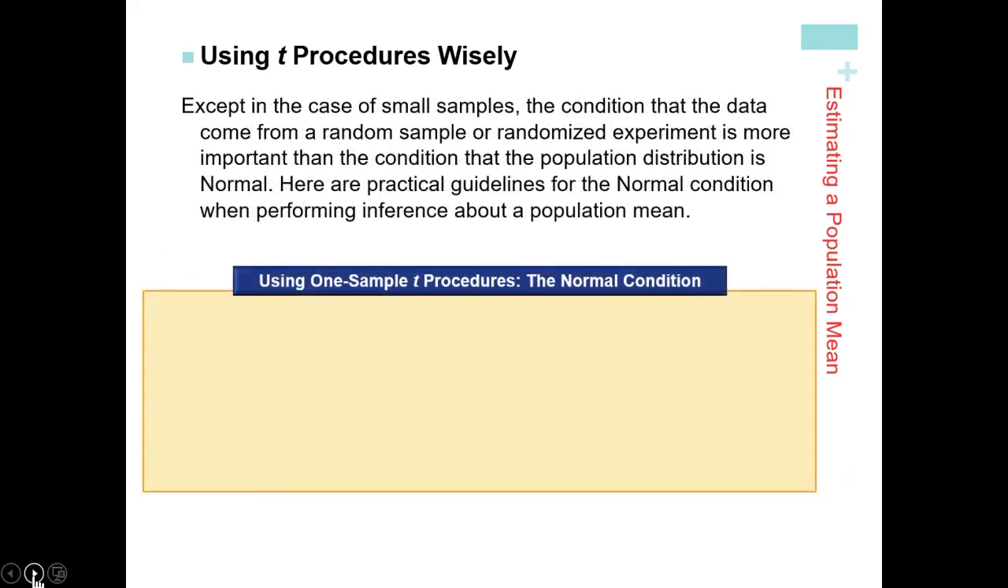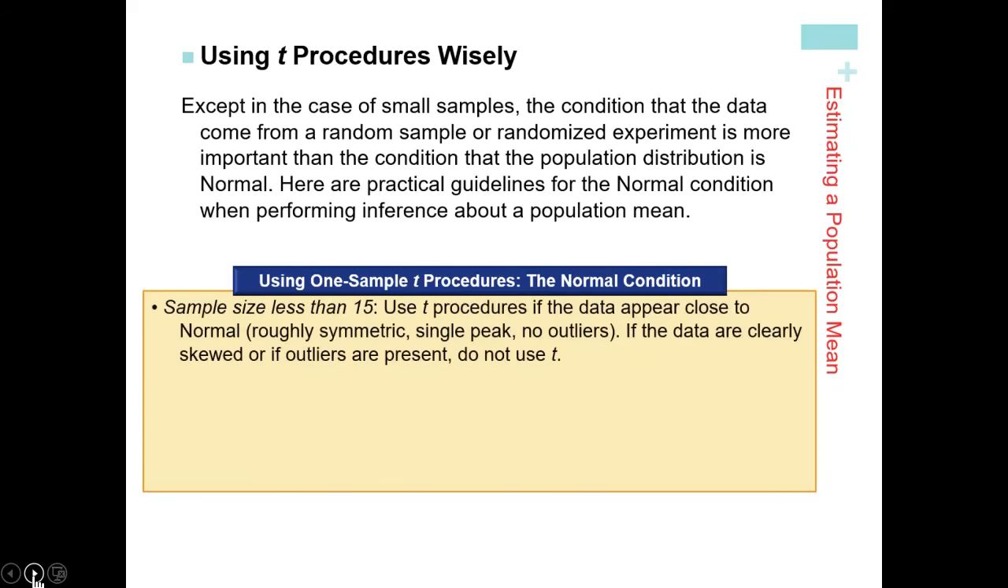Okay? If our sample size is less than 15, it needs to be very close to a normal distribution. If the data is skewed, basically don't say the normal condition is met. We can't use the normal condition. So if the normal probability plot has a clear curve to it, if the data is too skewed, then we're not going to use that. And if there's a bunch of outliers.